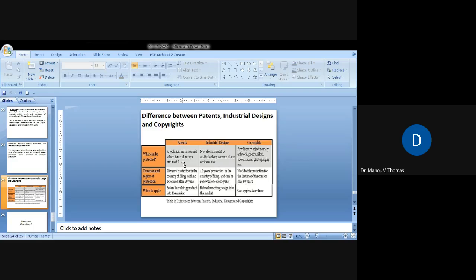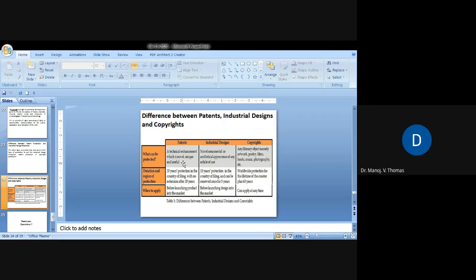So what is underlying technology? What is the technology you're using? Your memory, your device, a particular device. What is the underlying technical detail that you can patent? Then third one, copyright. What can be protected under copyright? As we mentioned, any literary object, namely artwork, poetry, films, books, music. When you write a book, you can have copyright protection. Music, photography, etc. can be protected.